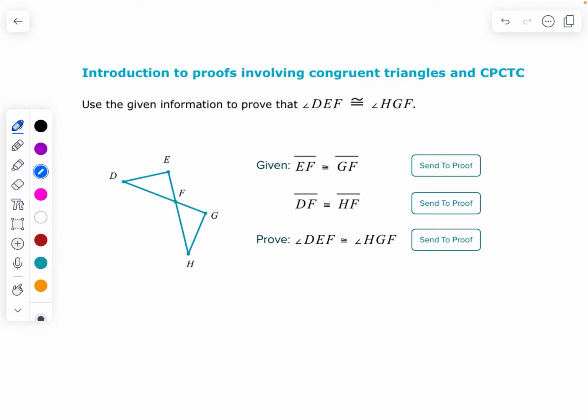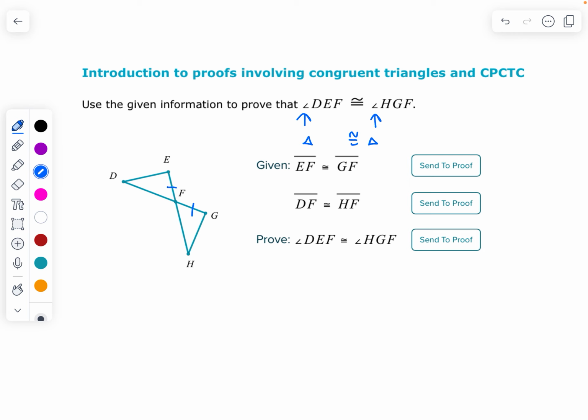So we need to prove that an angle is congruent to an angle, not that a triangle is congruent to a triangle. So that's going to be the difference in these kinds of proofs, okay? So let's go ahead and start where we've always started. We're going to mark it out.